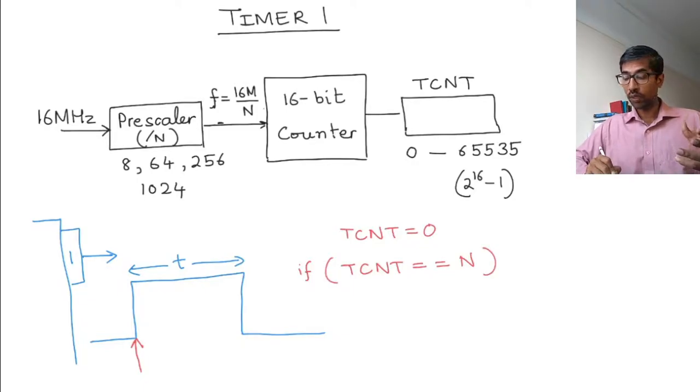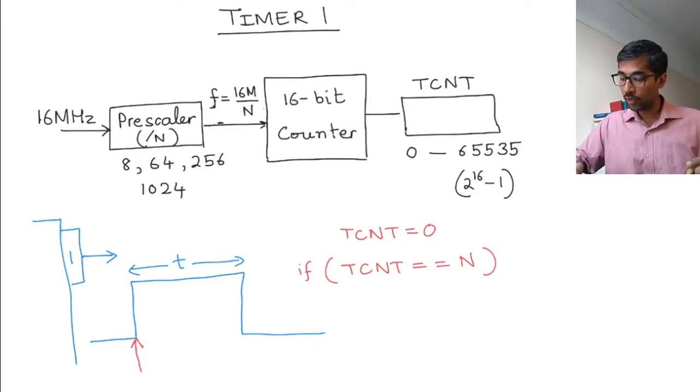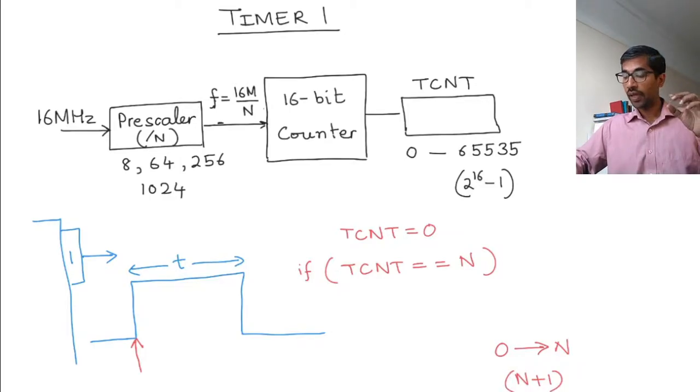If it is equal to n, which is the number of counts that I need, then what I'm saying is I want to count from 0 to n, which is how many steps? It's n plus 1 steps, right? So I want to count n plus 1 steps. And if I get those n plus 1 steps, I'm going to make this output back to 0.